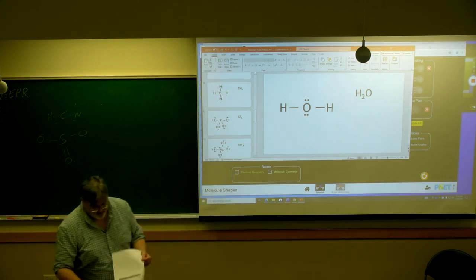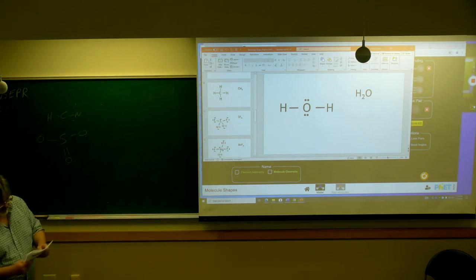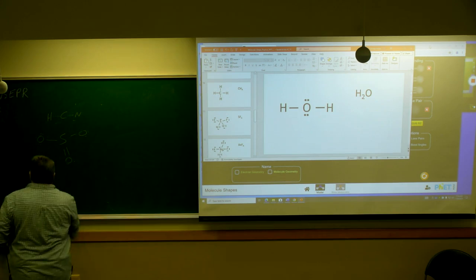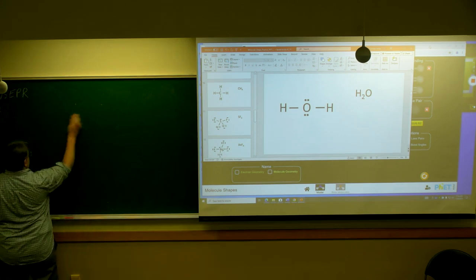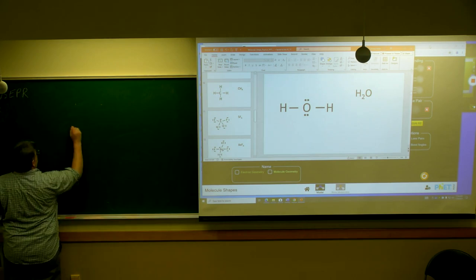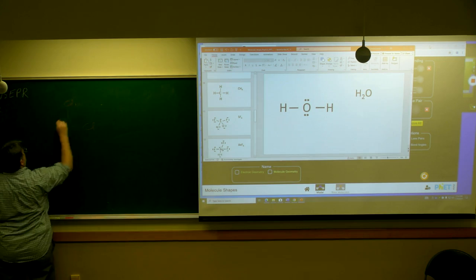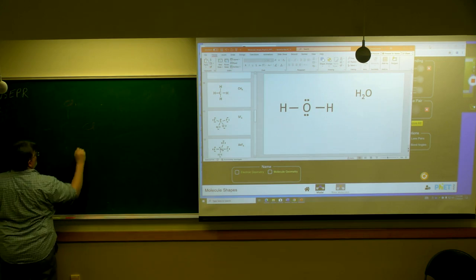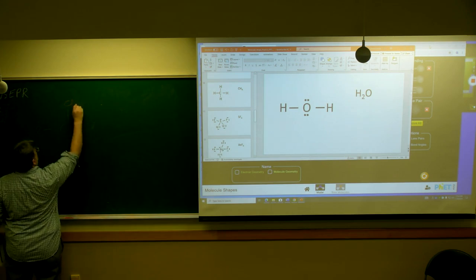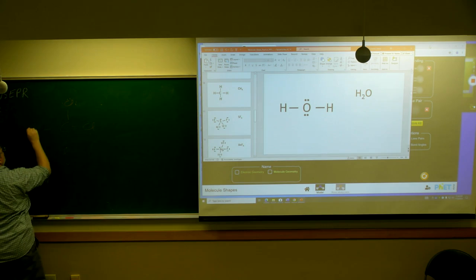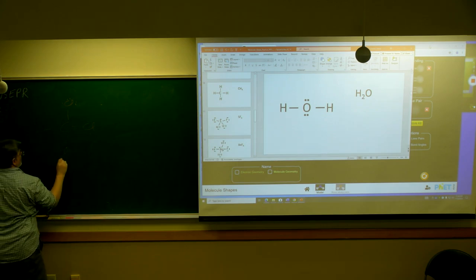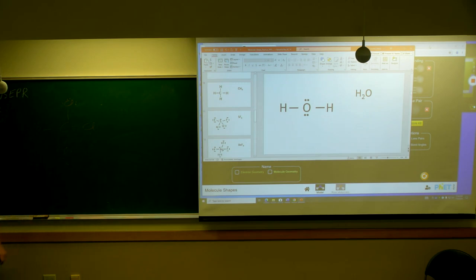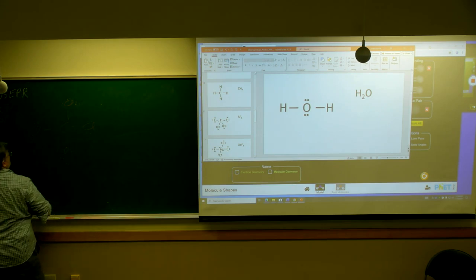All right, so let's see. CCl4. That one's tetrahedral, and its geometry around carbon is tetrahedral. No pairs of electrons. Phosphorus trichloride. Okay.